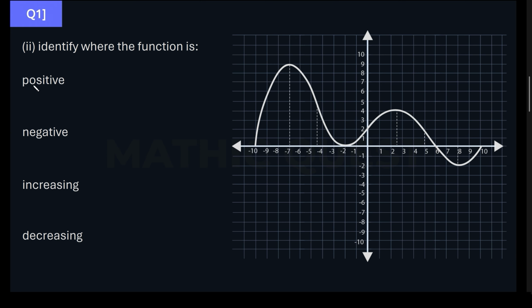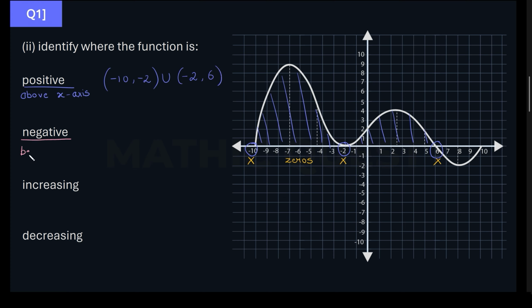Alright, next we need to identify where the function is positive. Now, for a function to be positive, it needs to lie above the x-axis. So that's this region, from -10 to -2, and from -2 to 6. When you write the final answer, make sure that you use open brackets, because here we don't want to include the endpoints. The reason is, at these points, the function is neither positive nor negative. That's why we call them the zeros of the function. So the final answer is from -10 to -2, union -2 to 6.